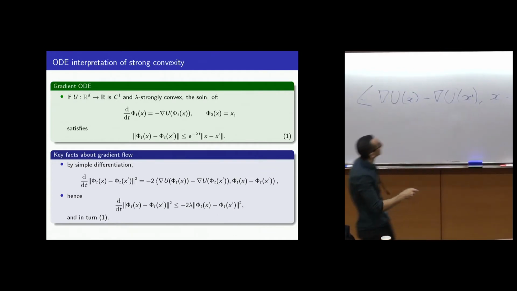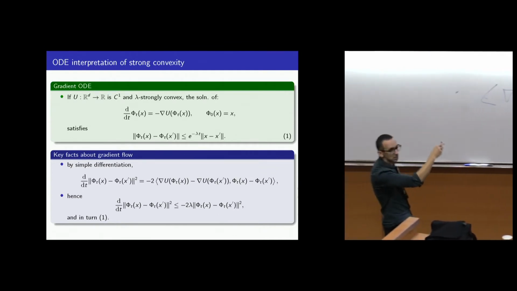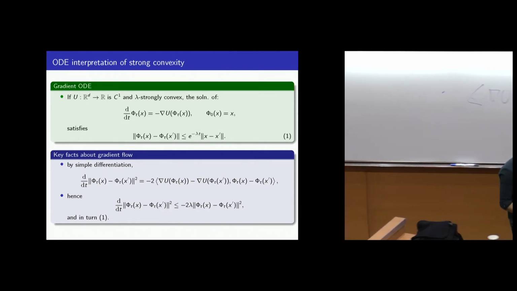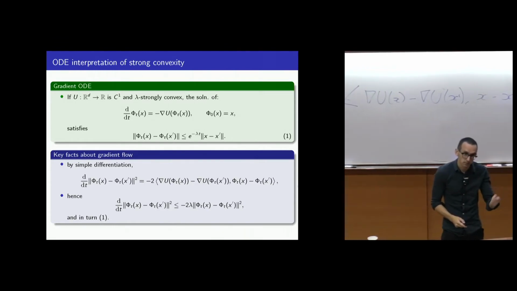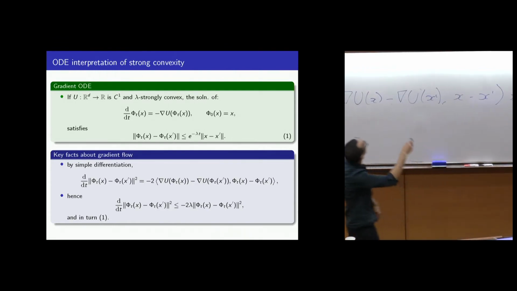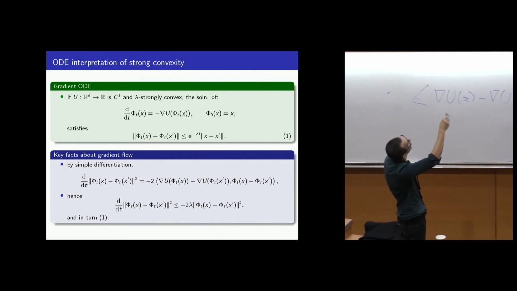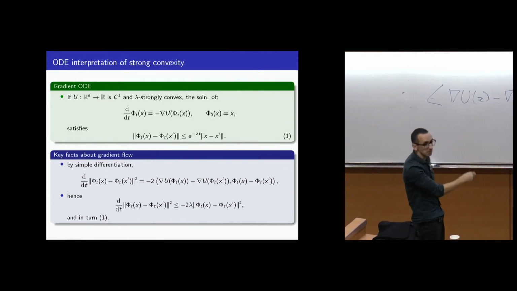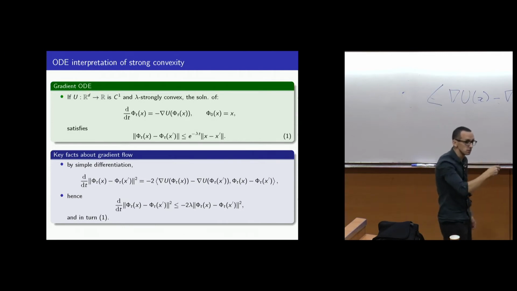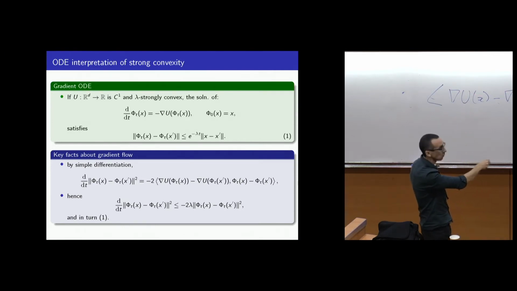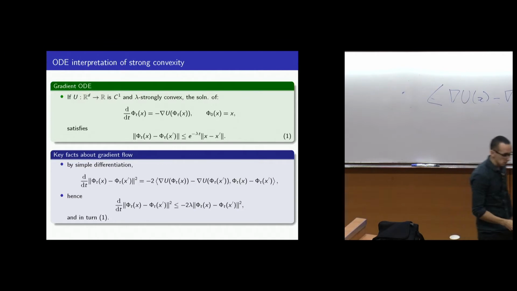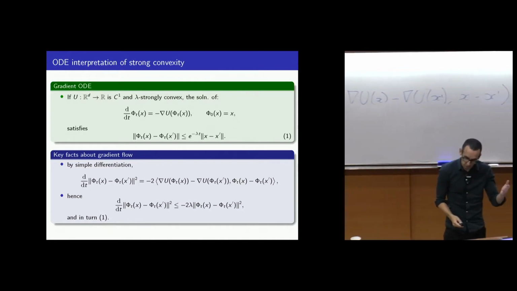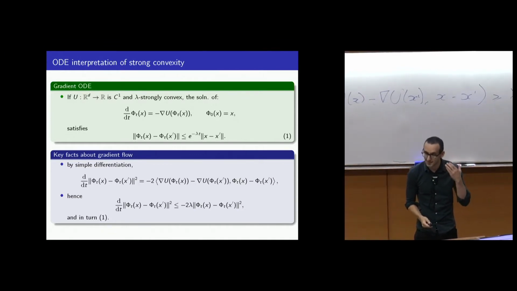In fact, you can reverse the implication here, by which I mean that if you assume that the ODE has a solution which is a little bit regular, and you assume that that solution flow has this property globally, then in fact you can deduce that U must satisfy this for all x and x dash. So one way you can think of this strong convexity condition is that it's exactly the condition which makes the gradient ODE a global contraction. We'll come back to that later.